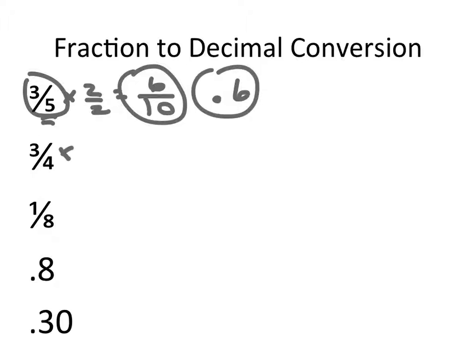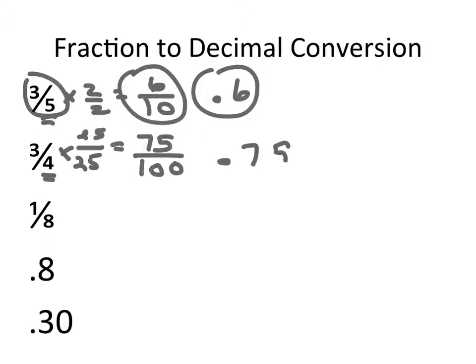This one, we really can't get that denominator to a 10 very easily, but we could get it to 100 by taking it times 25. So if we take the bottom number times 25 and the top number times 25, we get 75/100, or 75/100ths, which can be written as a decimal like this. And again, this, this, and this are all different ways of writing the same amount.